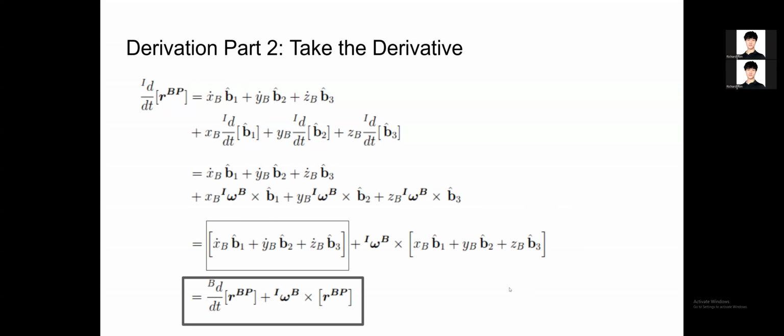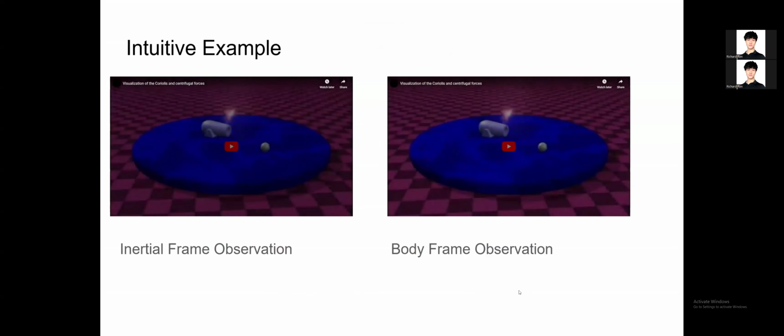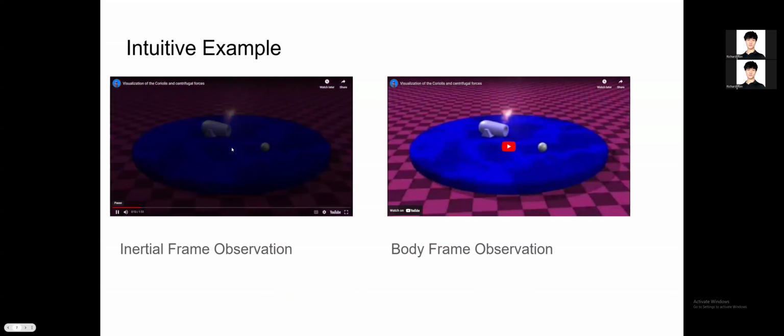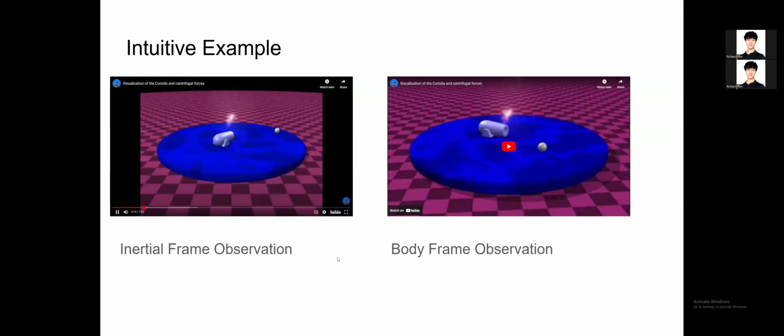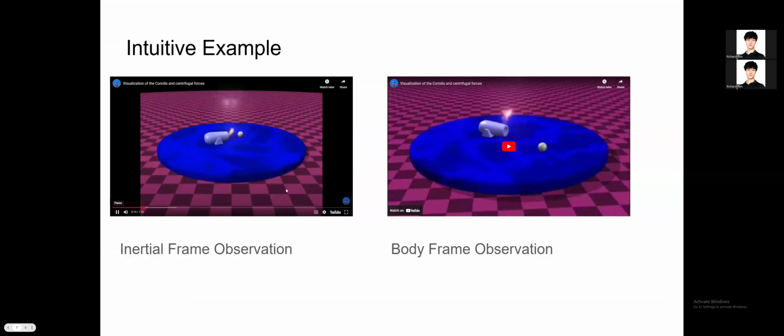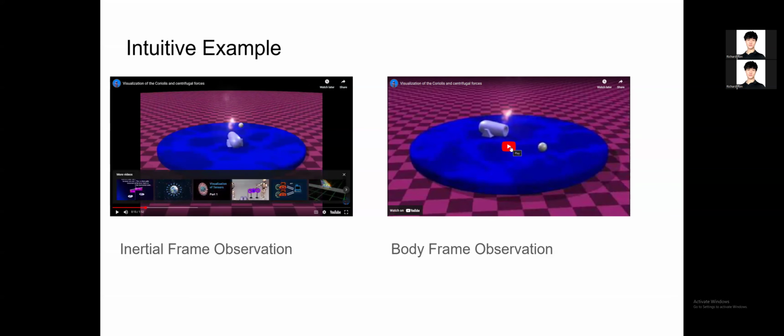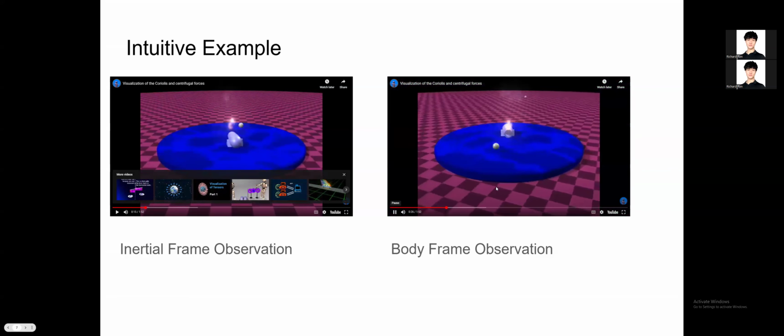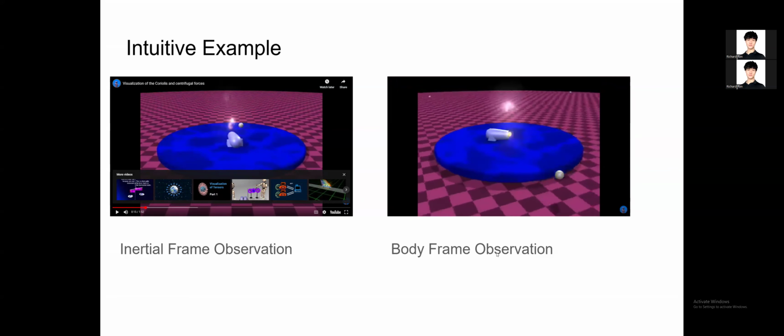Note that in this derivation, I wrote everything in terms of the B basis, but this theorem still holds for any basis resolution. You can even mix up the unit vectors. So here's an example. In the inertial frame, the cannonballs once fired appear to travel straight since there are no external forces. However, to someone in the B frame, rotating with the B frame, the cannonballs appear to curve.